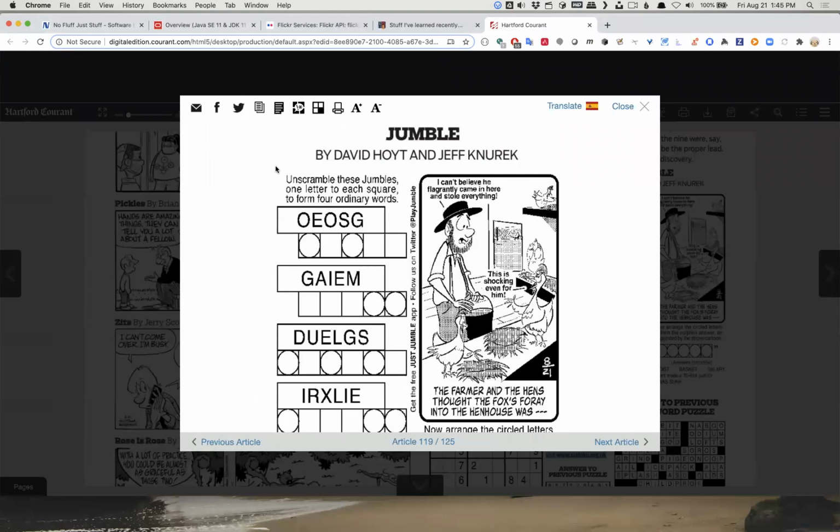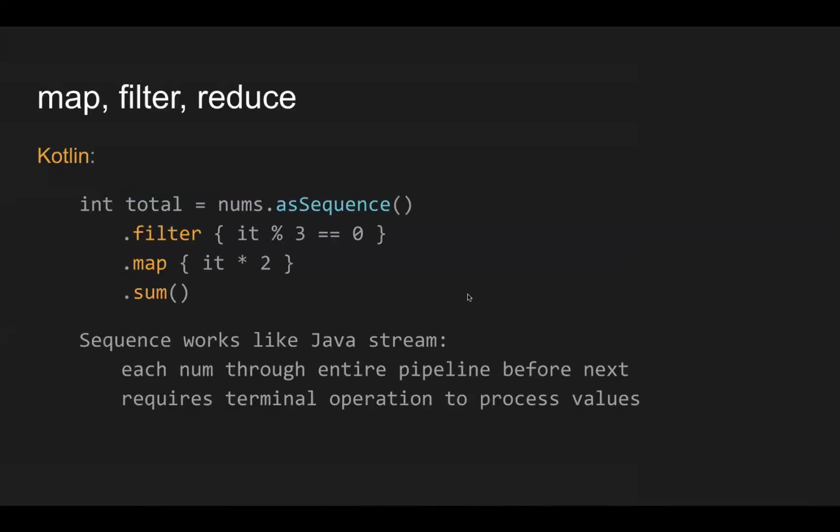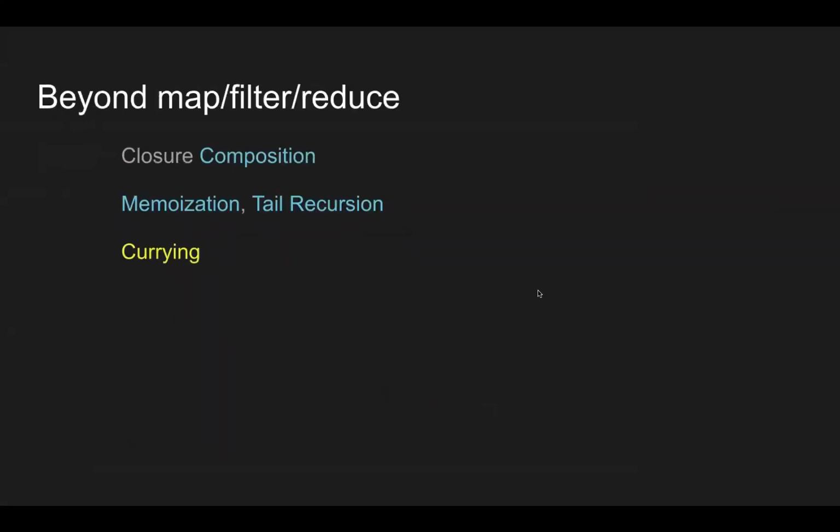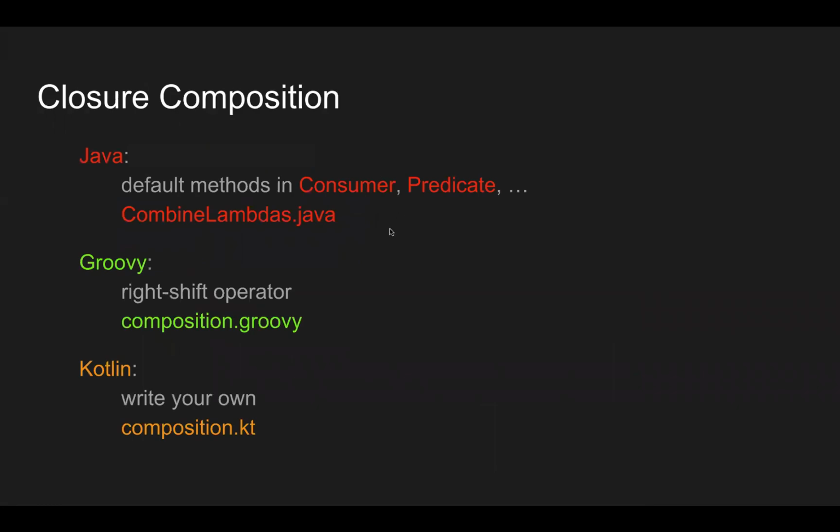So at any rate, you see how that's using the functional features of all three languages to solve various interesting problems. Now there's more to this. Let me go on past the POJOs and stuff and the data classes. If you go beyond what Java can do, then we have these ideas of closure composition, memoization, tail recursion, currying, things that are more advanced in the functional languages. Java can't really do these. It could do a little bit of closure composition. This is how it does closure composition.